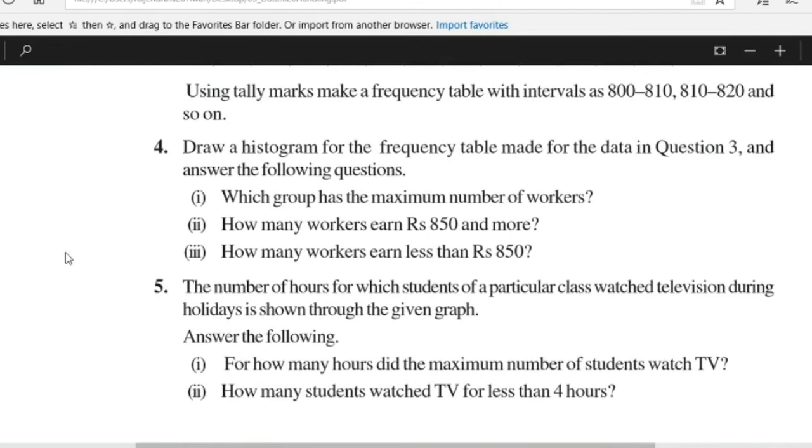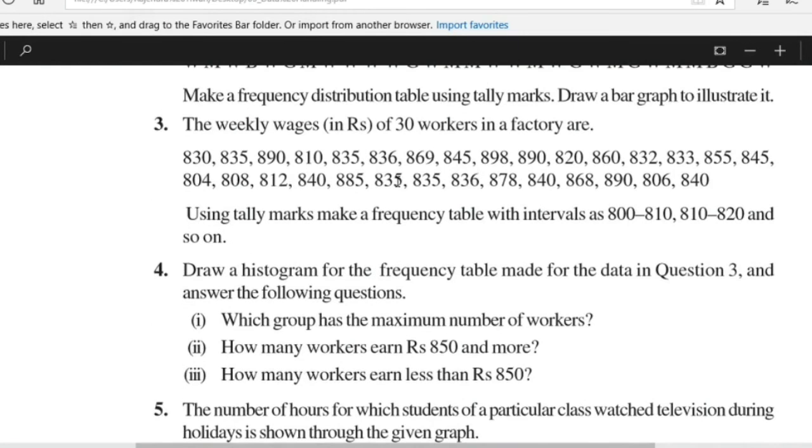Now question number 4. Draw a histogram for the frequency distribution table for the data in question number 3 and answer the following questions. First we have to make a frequency distribution table of the given data of question 3, then draw the bar graph, and then answer these 3 questions. Okay, first we make a distribution table.